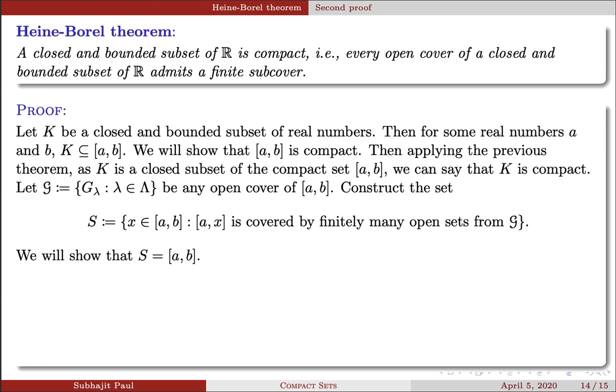If we can show that S is entirely [A,B], then by the definition of S, the closed interval [A,B] is covered by finitely many open sets from G, and hence we can say that the closed interval [A,B] is compact, right? So our job is to show that this set S is the entire closed interval [A,B]. Fine? Alright, so here we go.